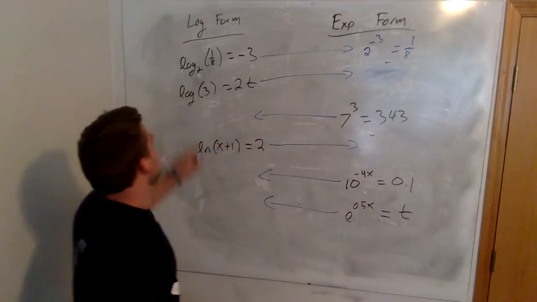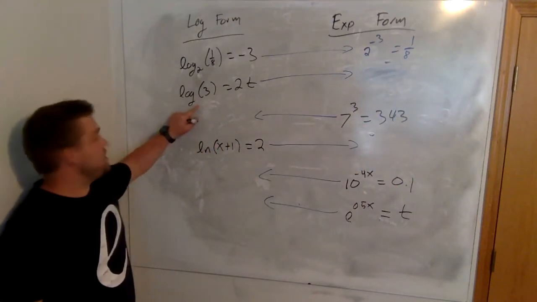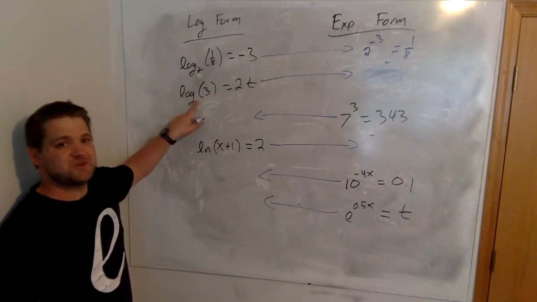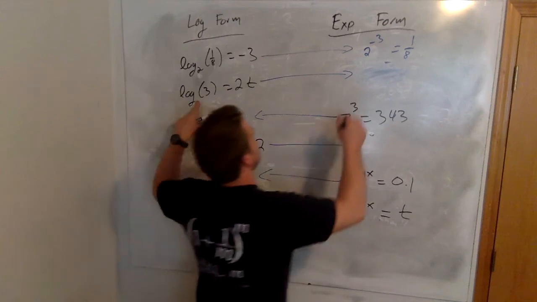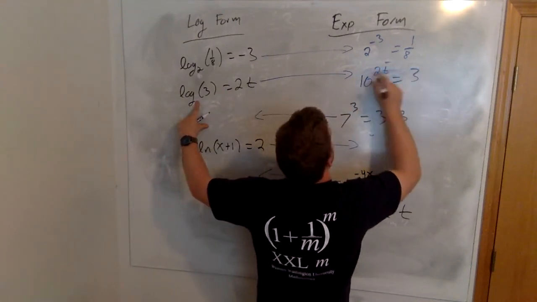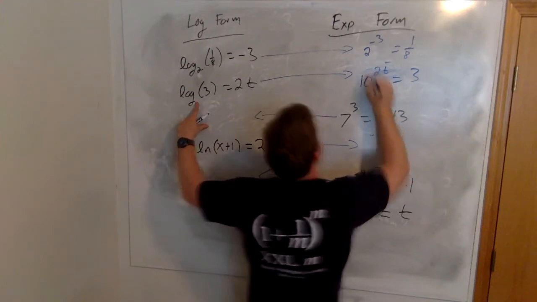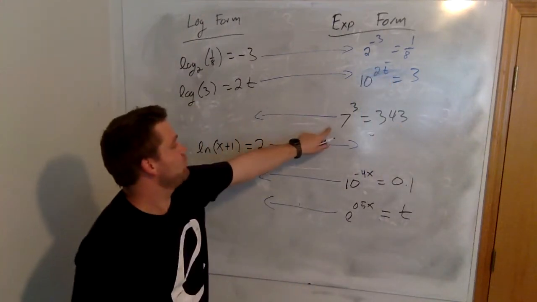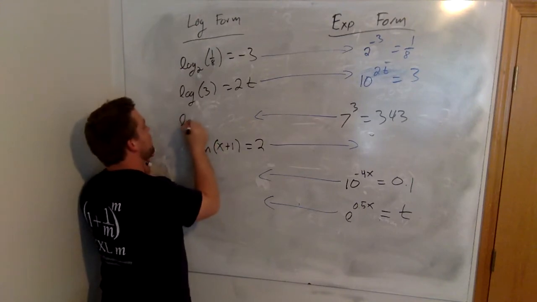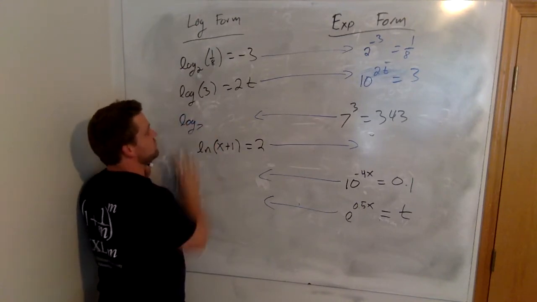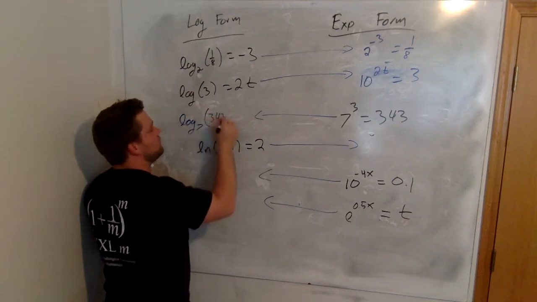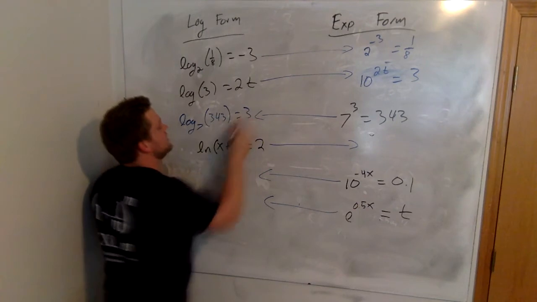Okay. Over here, this one's a little bit tricky because we don't see a base here. Remember, if we don't see a base, we assume that this is log base 10. So this will be 10 to the 2t is equal to 3. Okay. Over here, we want to write this in log form. So the base of the log is the same as the base of the exponential. So log base 7 of 343 is equal to 3.